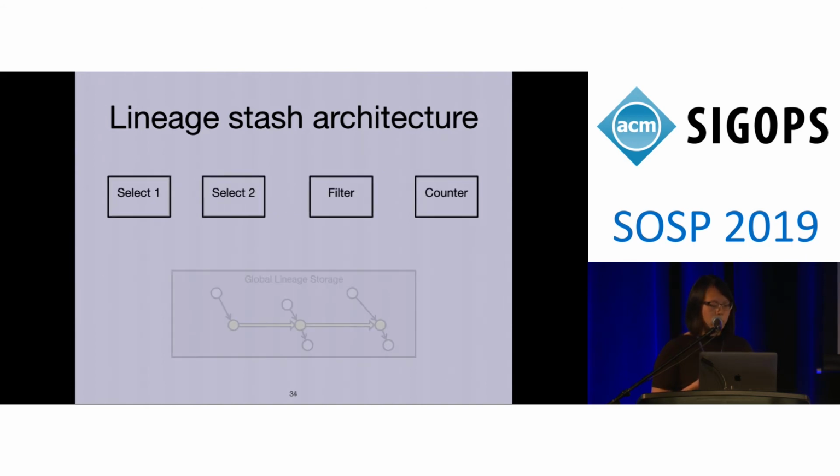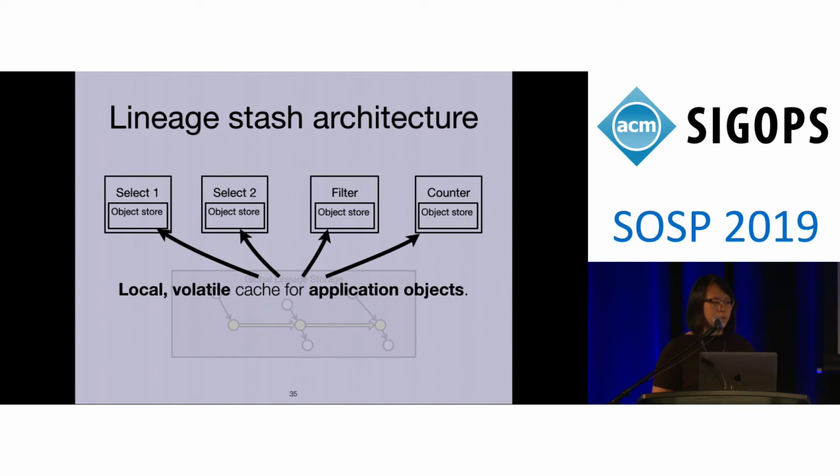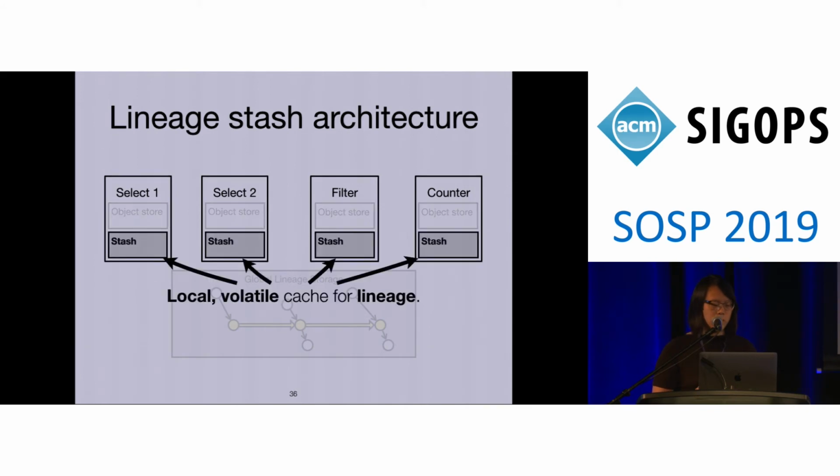So we'll have one local volatile object store, which can be used to store application data. And we'll also have a volatile cache for the lineage, and this is known as the lineage stash. And we can see next how we can use this local stash in order to log the lineage asynchronously.